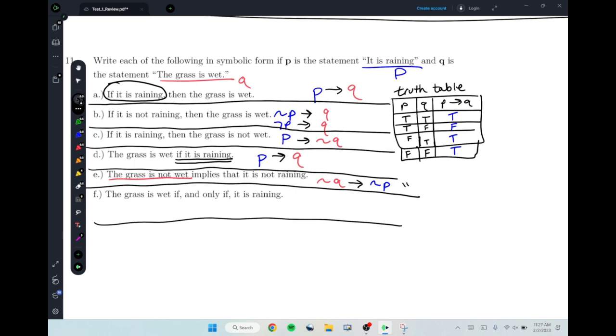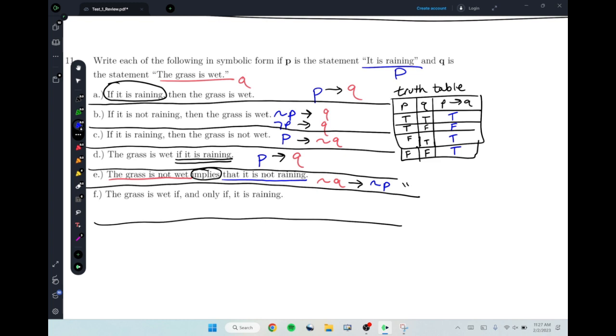Doesn't that have a name? It's not the converse. It's not the contrapositive, because it is flipping both and switching them. Because E has implies, that's why you switch them. Instead of it being not P and then not Q, because it says implies, that's why you put the grass is not wet first. Yes, and not for the other.